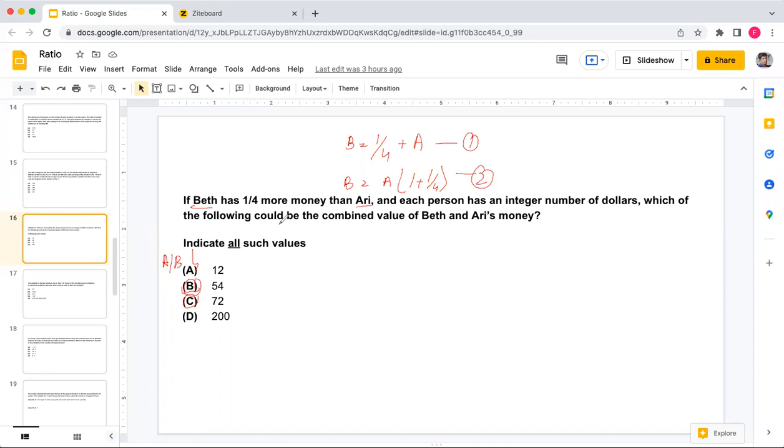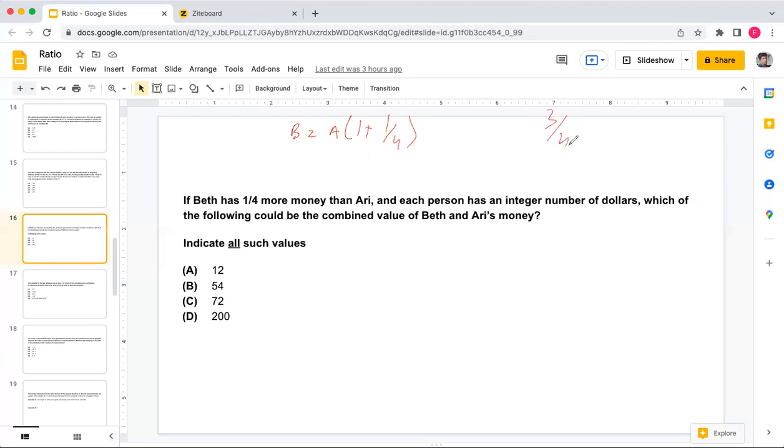Beth has 1/4 more money than Ari. 1/4 means 25% more money than Ari. 1/4 is not a numerical value here, that is actually a percentage. So Beth has 1 plus 1/4 times the money of Ari. And you should know what is 25%, what is 75%, 50%. These are very basic percentages. You should remember the exact value.